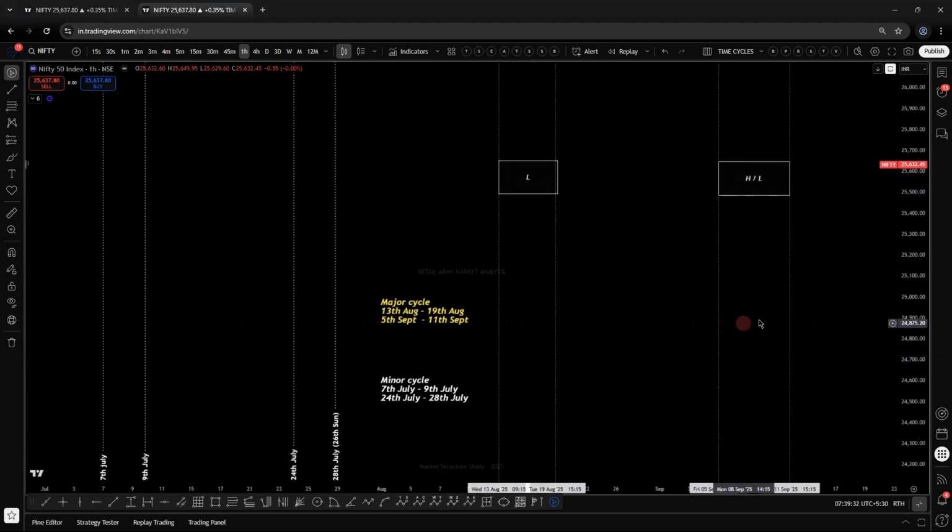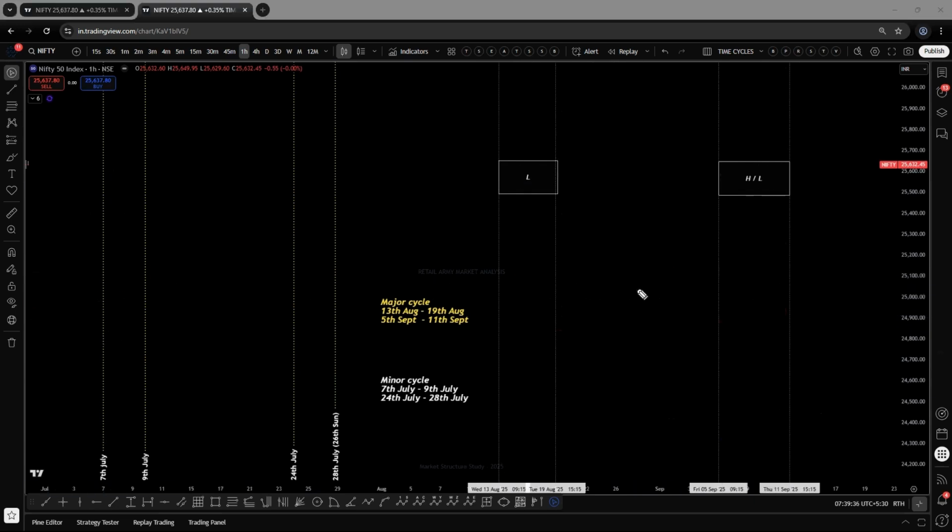Now, 5th September to 11th September is very important. This is unpredictable because it has both qualities of high and also low. This is a major time cycle zone. Your August 13th to 19th is also a major time cycle zone.